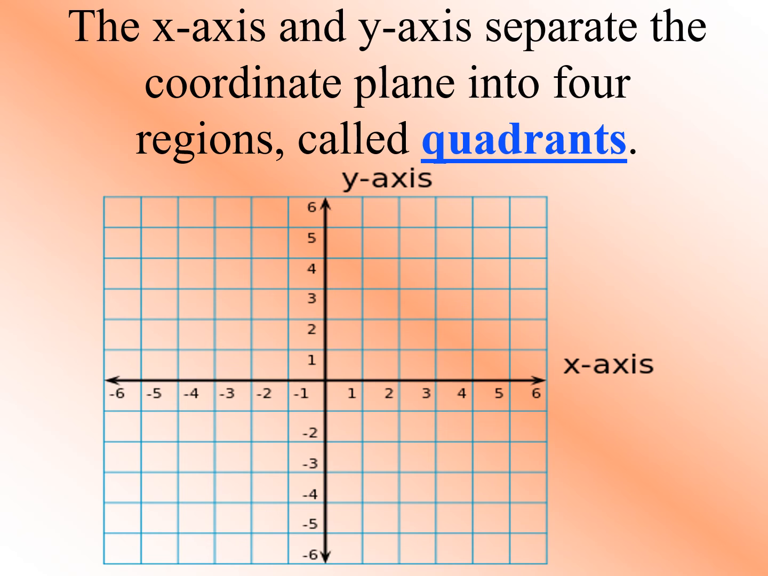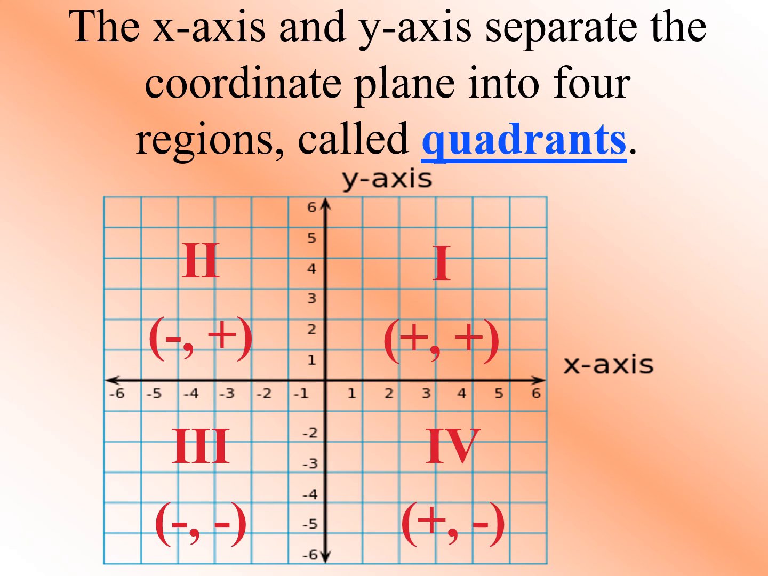The x-axis and the y-axis separate the coordinate plane into 4 regions called quadrants. This is the first quadrant, positive, positive, which means that your x-coordinate is positive and your y-coordinate is positive. This is quadrant 2. We have negative, positive. It means that your x-coordinate is negative while your y-coordinate is positive. And this is the third quadrant. Both of your x and y coordinates are negative. And along the fourth quadrant, your x-coordinate is positive while your y-coordinate is negative.